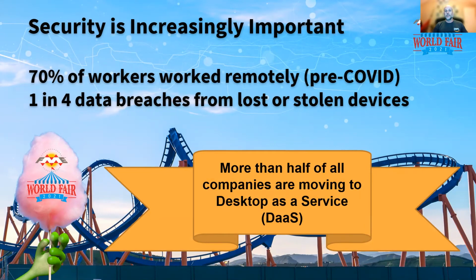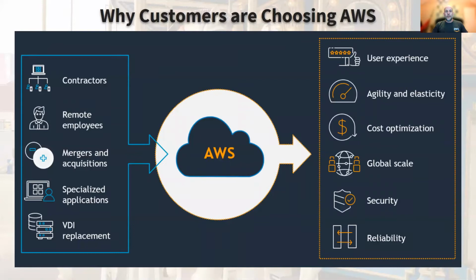Companies are moving to desktop as a service. Over half of all companies say that desktop as a service is part of their go-forward strategy. Why a lot of those customers are choosing AWS for their desktop as a service? To meet the needs of contractors, employees working remotely, mergers and acquisition activity, but also specialized applications like we see a lot of in survey and geospatial disciplines.